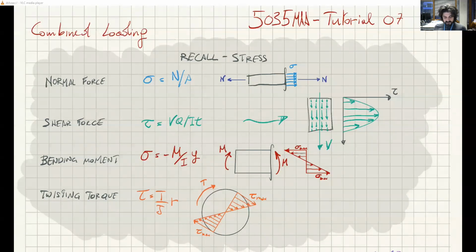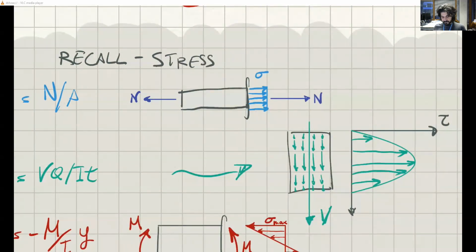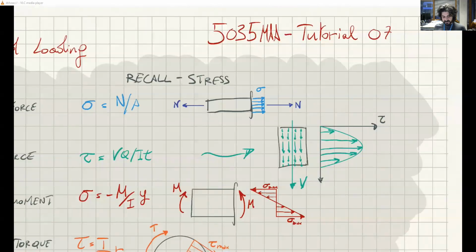So how are these forces distributed? This normal force is always distributed in a constant way along the cut. So the stress, as you can see, is perpendicular to the cut. So we're talking about normal stress, and normal stress is constant, and it's given by the normal force divided by the cross-sectional area.